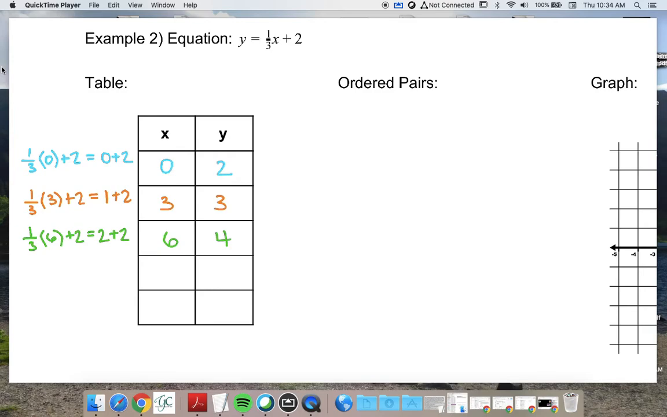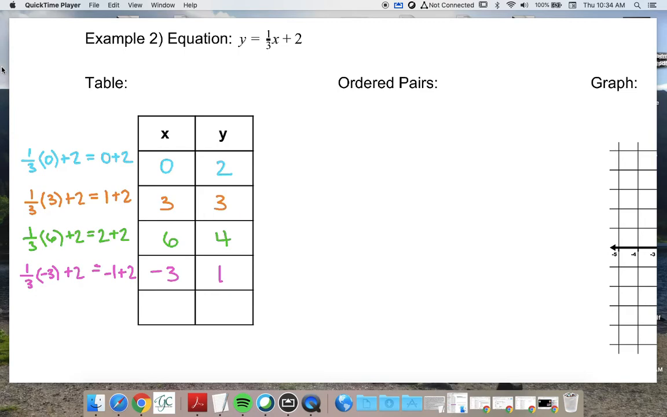Now I'm going to go the opposite direction, and I'm going to plug in -3. So 1/3 times -3, or -3 divided by 3, is -1 plus 2. -1 plus 2 is a positive 1.